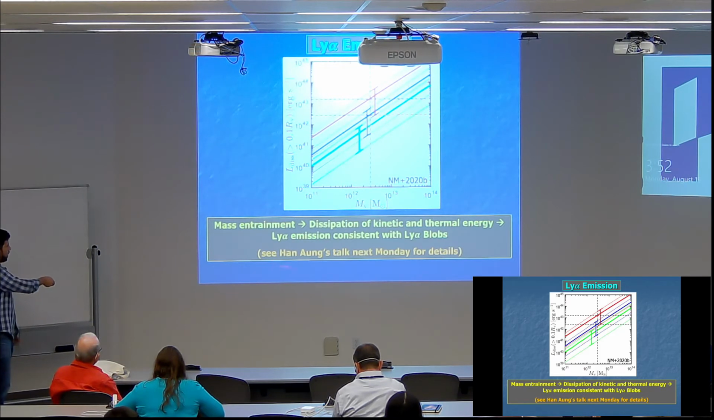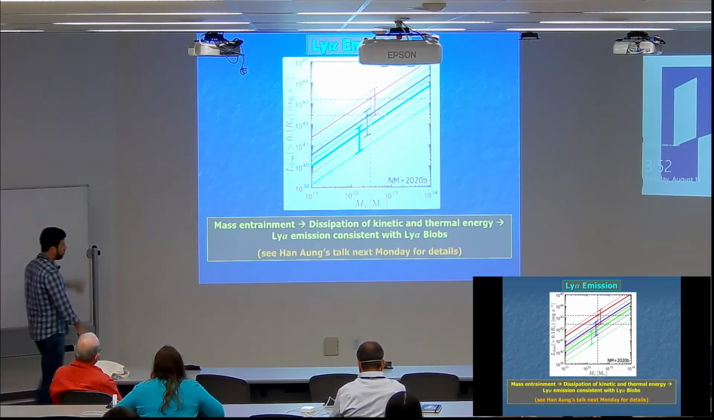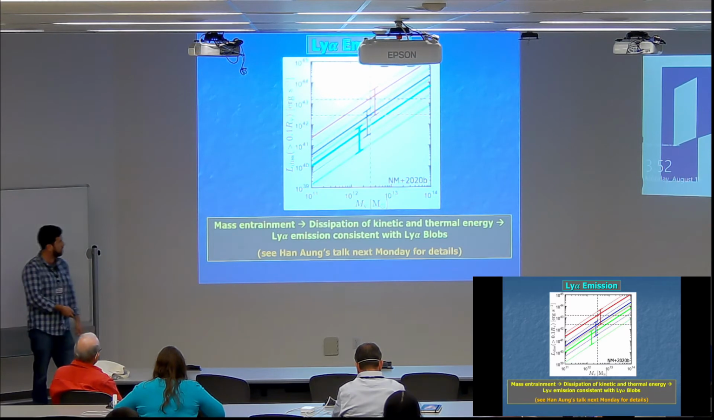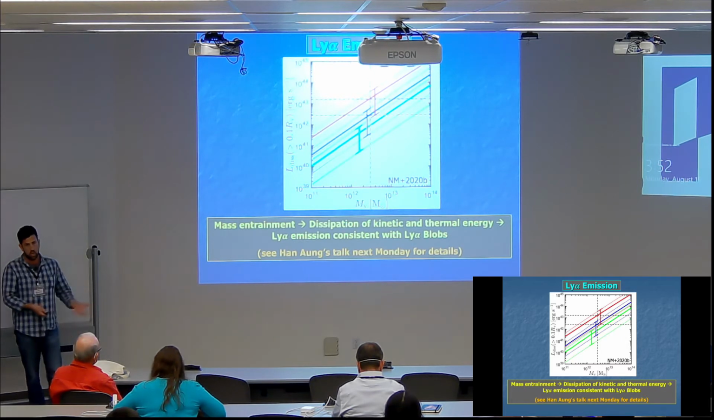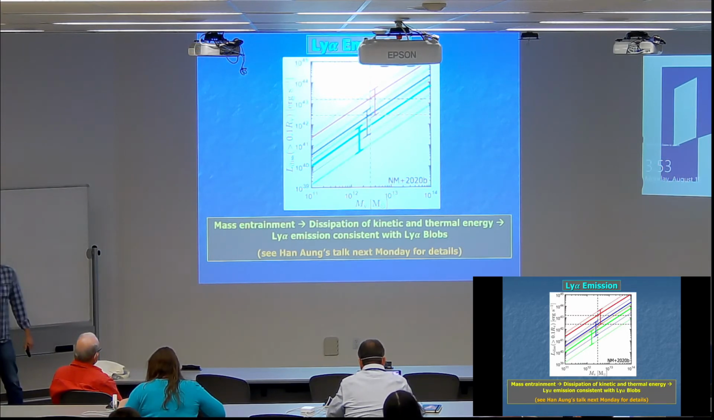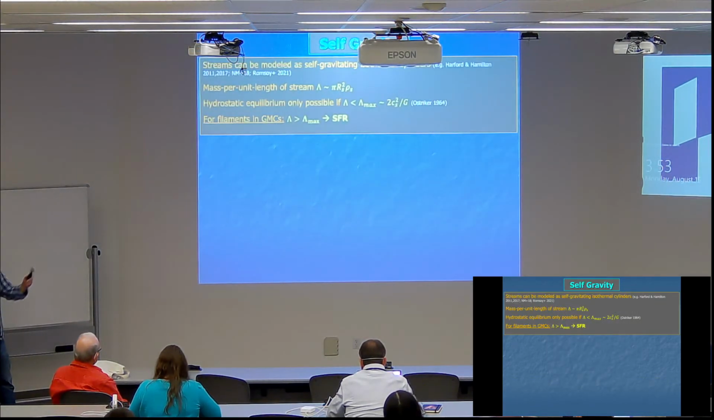Come and listen to Han-Ong's talk next Monday, where he will explain how we take that entrainment rate and compute the predicted Lyman alpha emissivity from this process, basically finding that you can very easily get of order 10^43 ergs per second in Lyman alpha, which is consistent with most of the Lyman alpha blobs. I won't go into this, but come hear Han-Ong's talk next Monday.